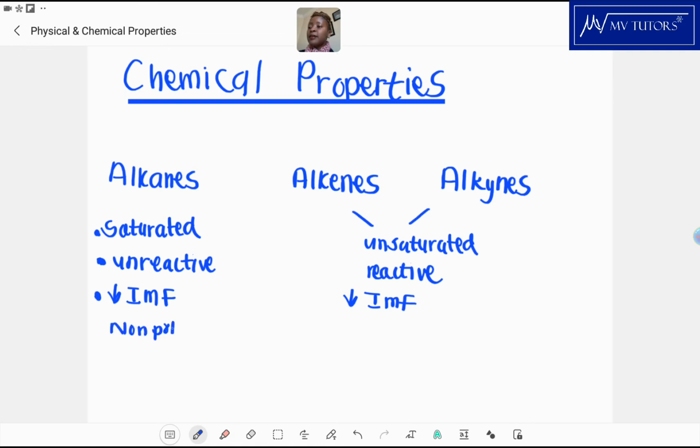Because you have your hydrogen atoms surrounding your carbon atoms, there isn't any polarity there. You don't get one side being negative and the other side being positive. It's positive all around because of the positive H atoms that are surrounding the carbon.